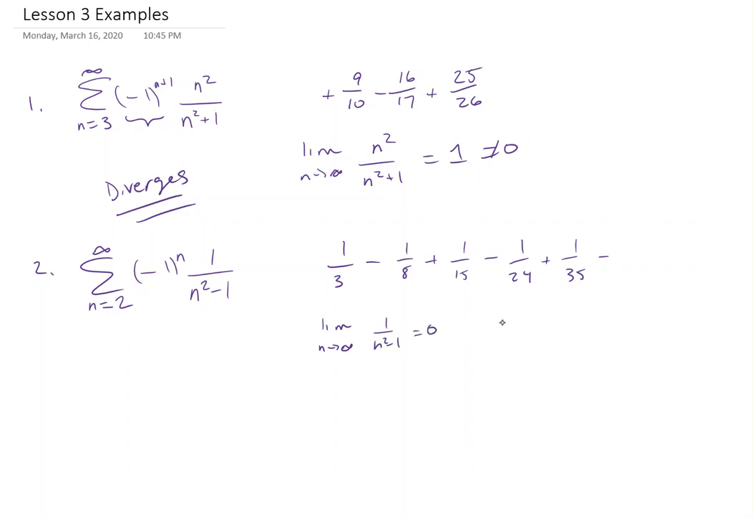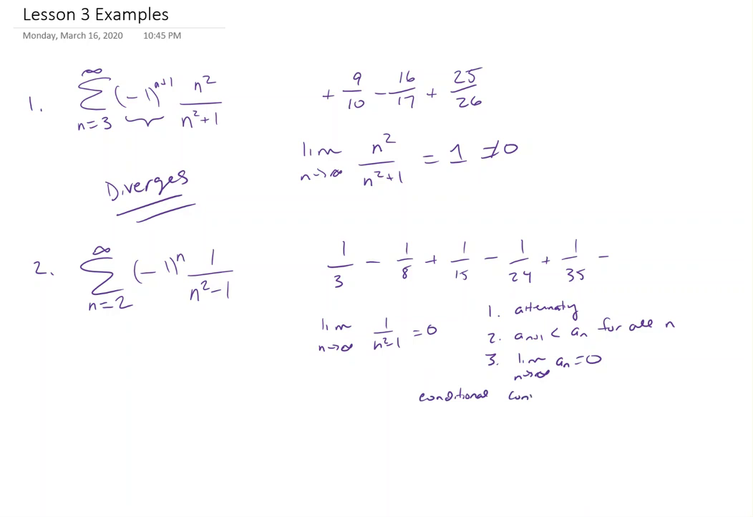So we have all three conditions are met. 1, we see that it is alternating. 2, we see that a sub n plus 1 is less than a sub n. In this case, for all n, right? It starts right away. And then 3, the limit as n approaches infinity of a sub n is 0. We have conditional convergence.